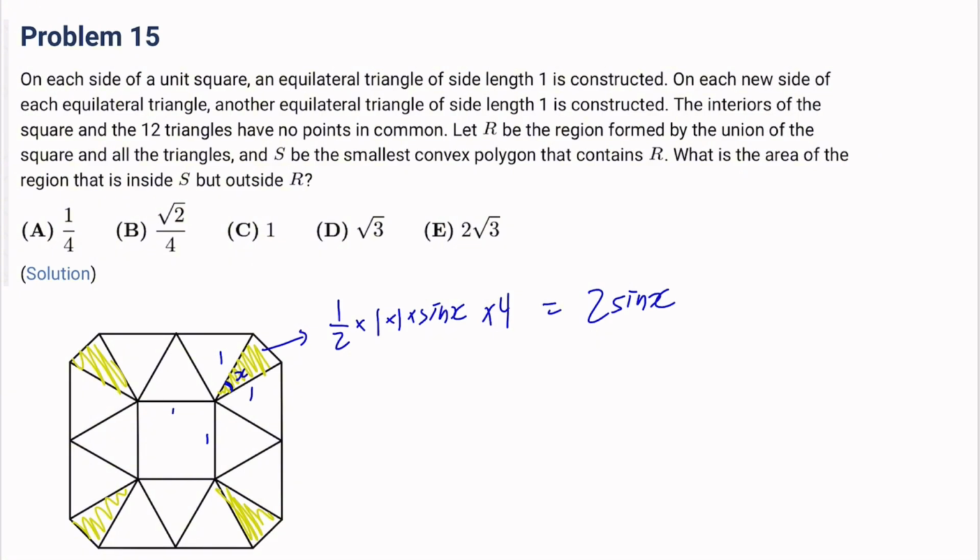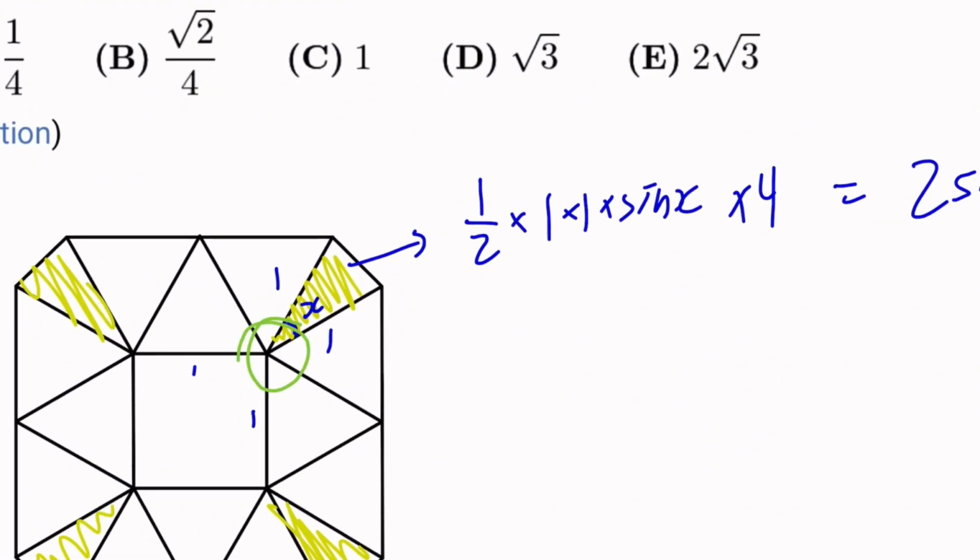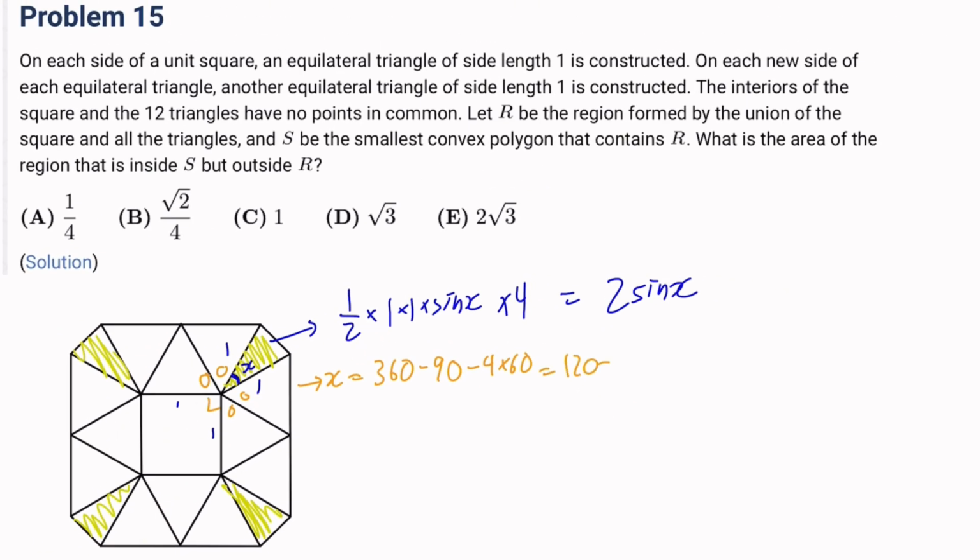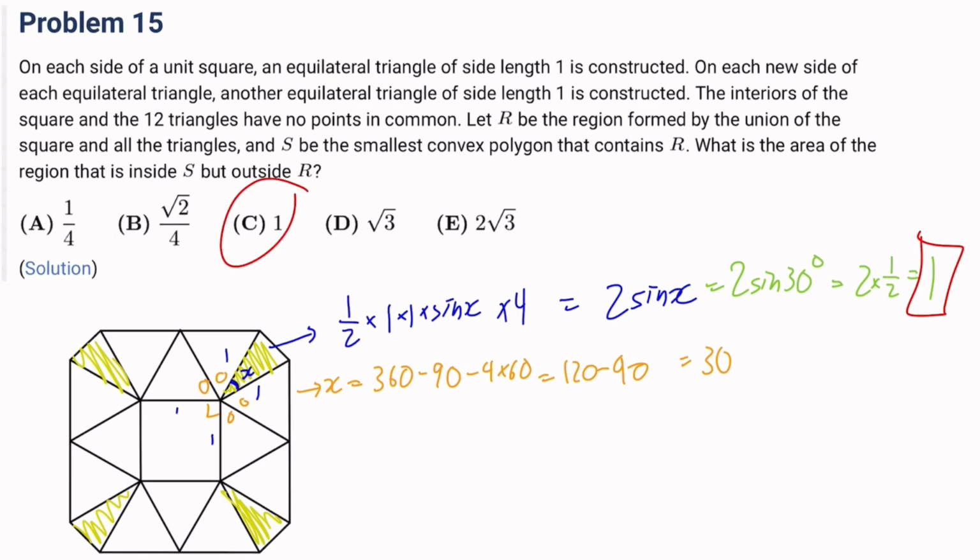So that's very easy, because if we see here, this whole thing is 360, right? So x is equal to 360 minus 90 minus 4 of these 60 degrees, minus 4 times 60. This equals 120 minus 90 equals 30 degrees, right? And so x equals 30 degrees. So this equals 2 sine 30 degrees, and this equals 2 times 1 over 2, which is 1. And that's the answer. It's C.